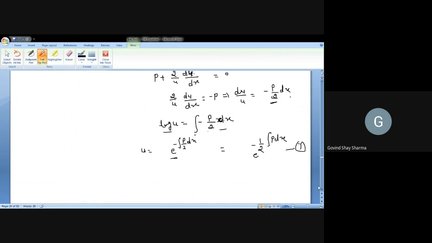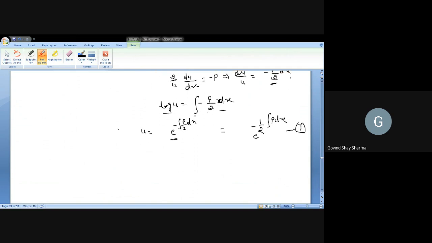Now, this is the value of u we get. We keep it this side because this is very important for us. Now, to find the value of v, actually we have the solution y is equal to uv. Here we get u. Now we need to find out v.